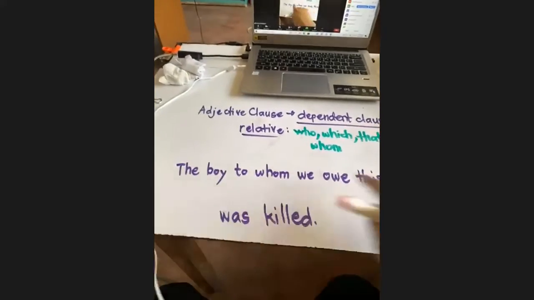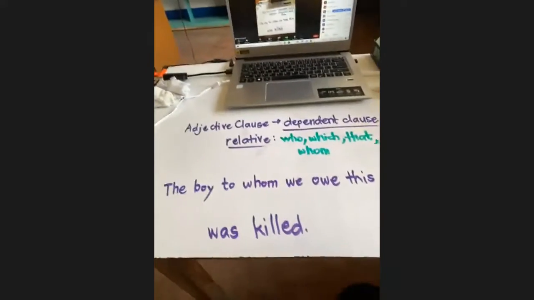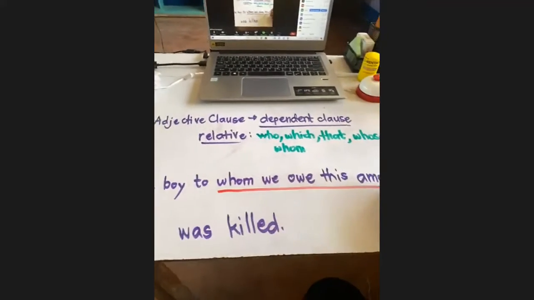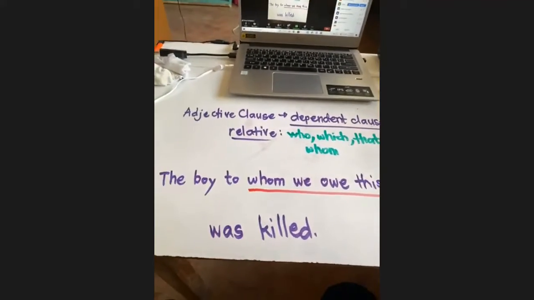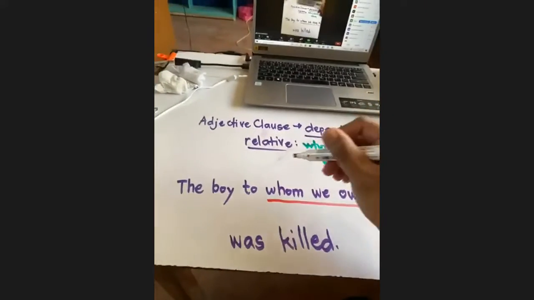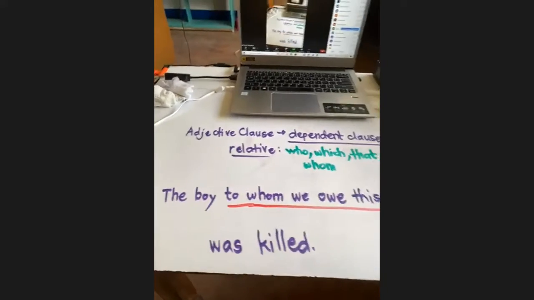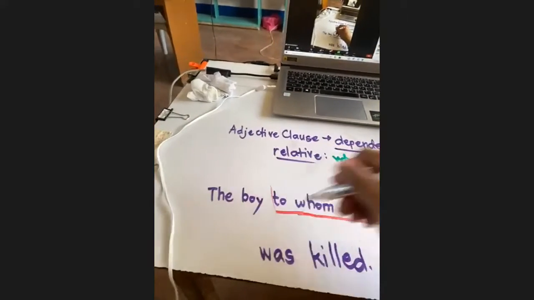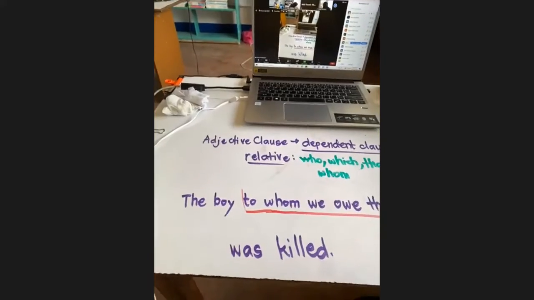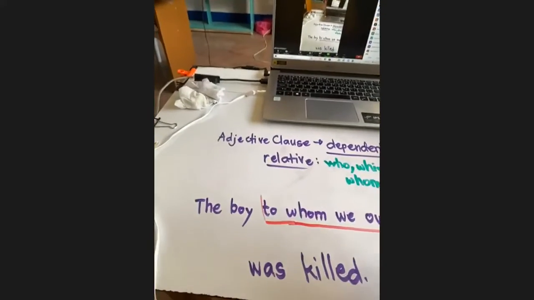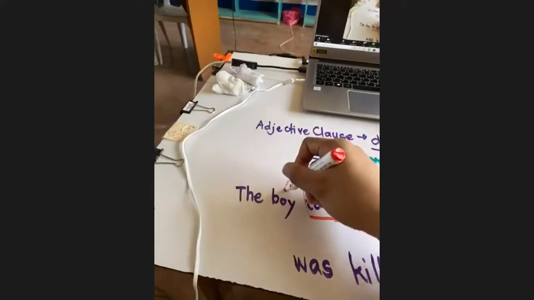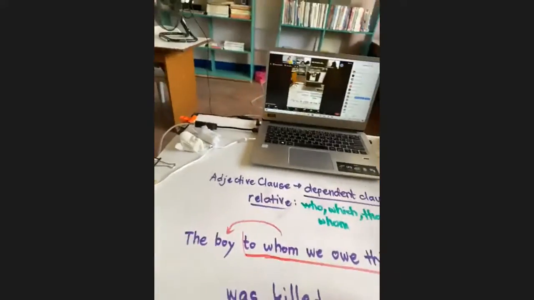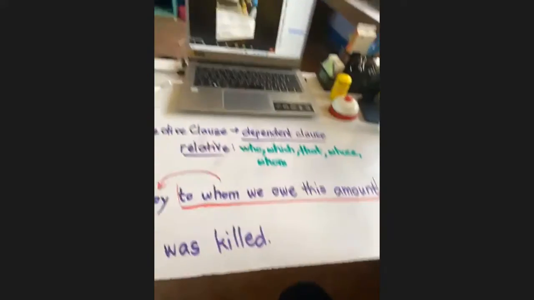If you meet a sentence that's like this, of course, our obvious relative clause is this one. However, you should include to. This now is the entire set of words to make up that relative clause, modifying boy. Who was that boy that was killed? It's that boy to whom we owe this amount.